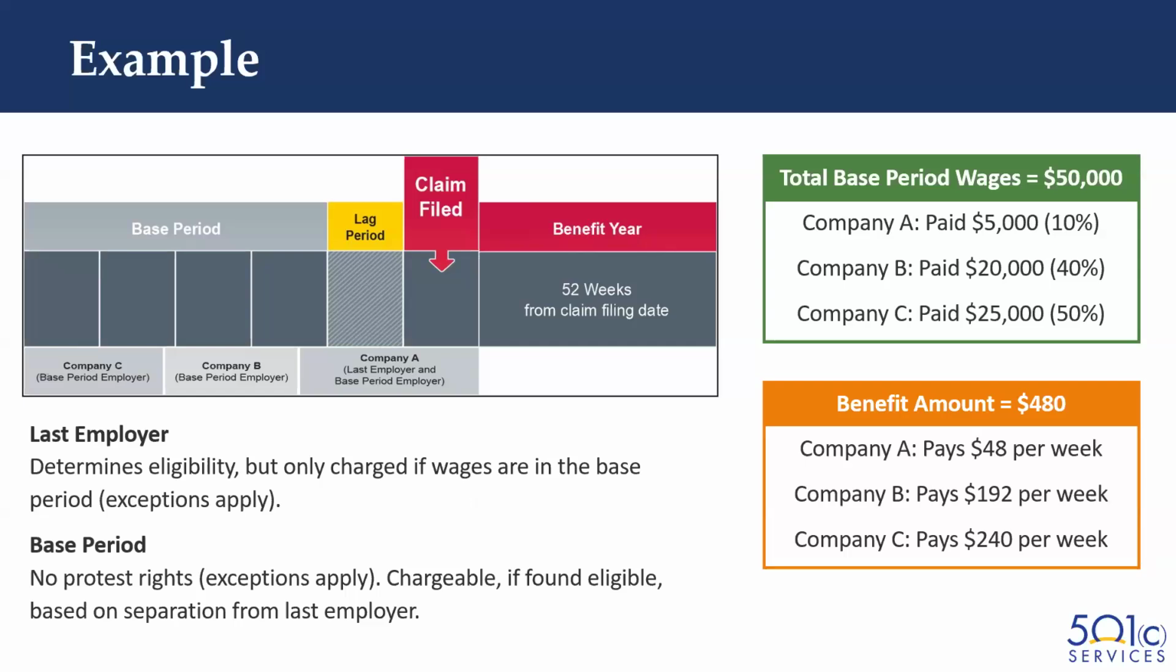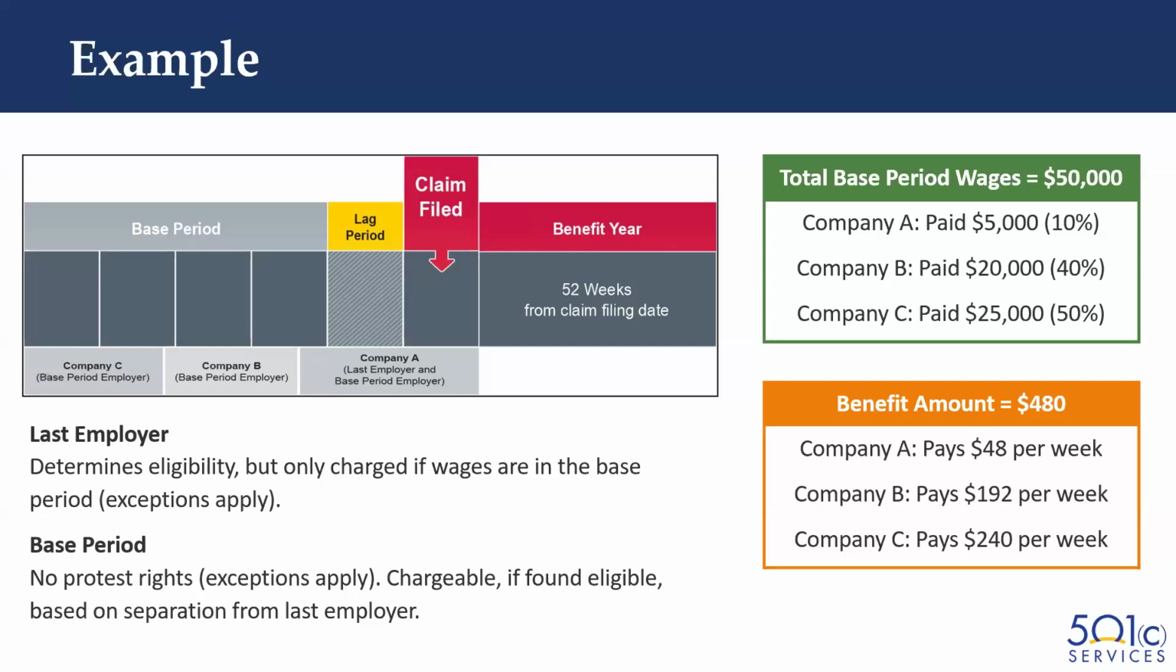So company A would receive a last employer claim, which is used to determine the individual's eligibility based on their most recent separation. They will also receive a base period notice because they have wages in the base period, which is also known as the chargeable period or the look back period. The base period notice is going to address their financial liability. Then companies B and C will both only receive a base period notice letting them know that they have liability and will be charged their share if the claimant is found eligible based on the reason for separation from their most recent employer, in other words, company A.